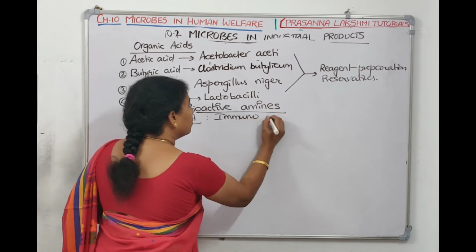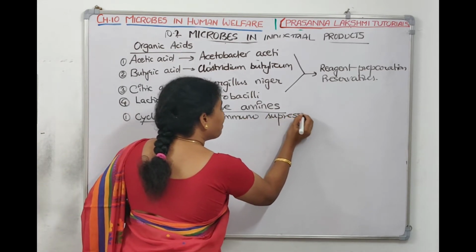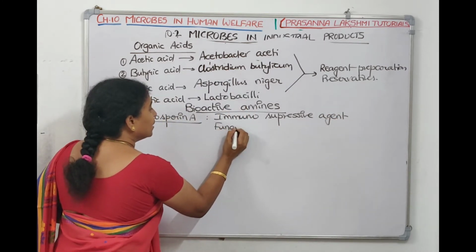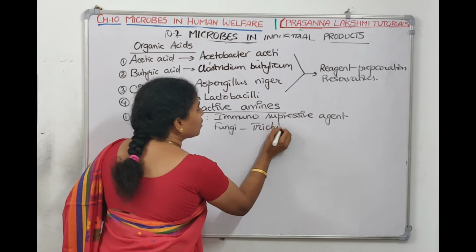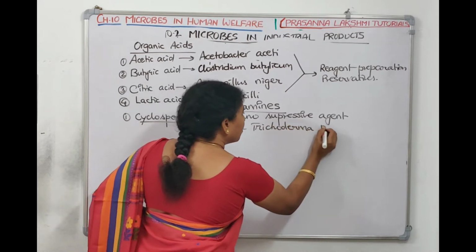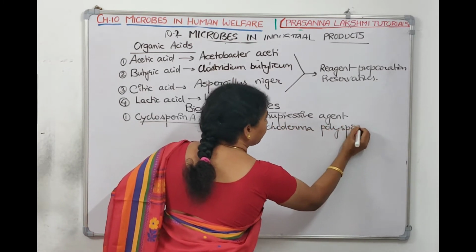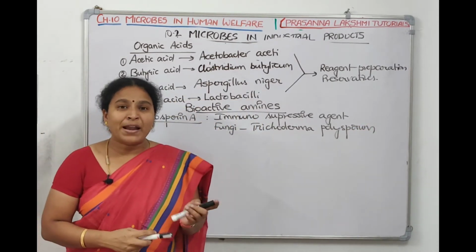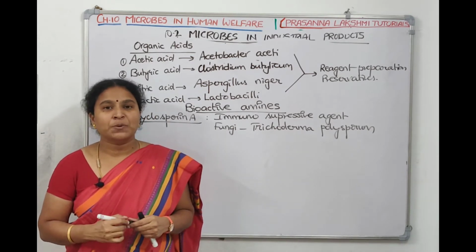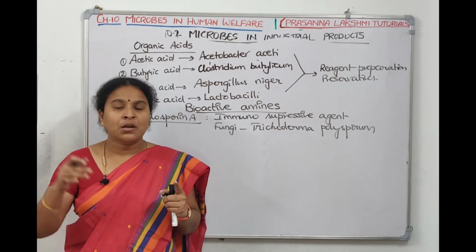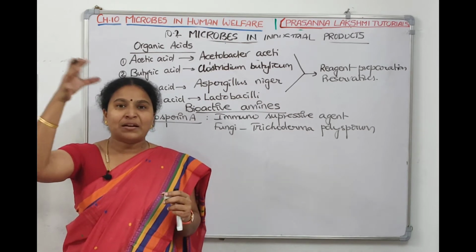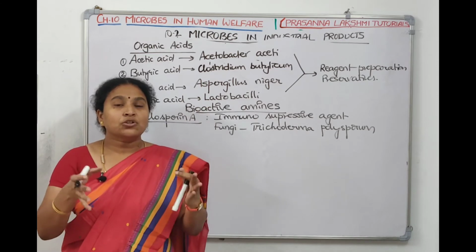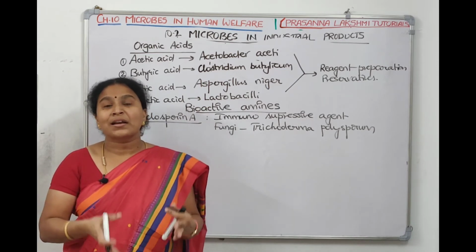It acts as an immunosuppressive agent and it is extracted from a fungi. The name of the fungi is Trichoderma polysporum. It is extracted from a fungi called Trichoderma polysporum. So when do we use immunosuppressive agents? When a person has undergone transplantation, from the donor we are bringing the organ we are transplanting here. Now this person's immune system should not identify that organ as a foreign organ. It should not damage it.